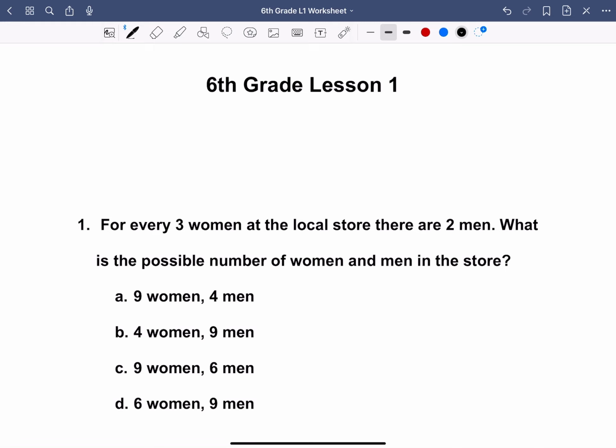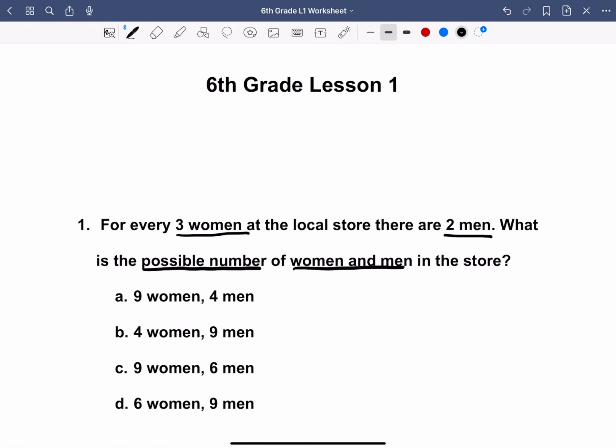6th grade lesson 1. This is for number 1. For every 3 women at the local store, there are 2 men. What is the possible number of women and men in the store? So our given information is for every 3 women, there are 2 men. It says, and what's the possible number of women and men in the store?